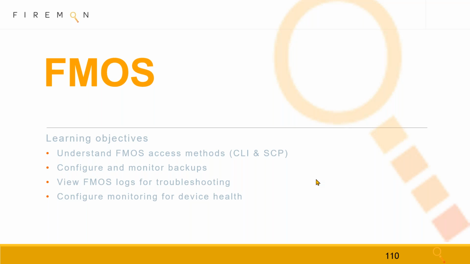FMOS is our proprietary operating system, and it's based on CentOS. And it is the operating system that runs under all of the components of the security intelligence platform. Notably, the application server, database server, and data collectors are all running on FMOS under the hood. So in this section, we're going to go over what access methods are available for FMOS, how you would go about configuring and monitoring backups in your ecosystem, how you're going to be able to view the various logs within FMOS for troubleshooting purposes when you're running into issues, talking to your devices, as well as how you'd set up monitoring for device health.